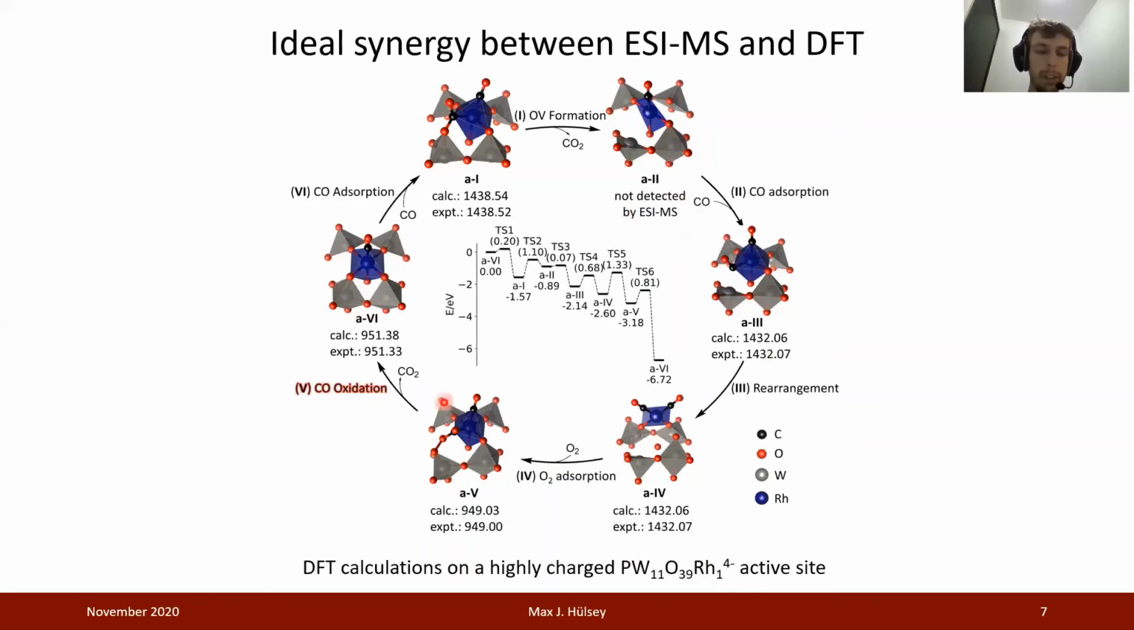We found, based on experiments, that the CO oxidation, that is this step here between A5 and A6, is the rate determining step. This is not entirely consistent with the DFT calculations, which suggest that the step before this, the oxygen adsorption, has the highest transition state energy.